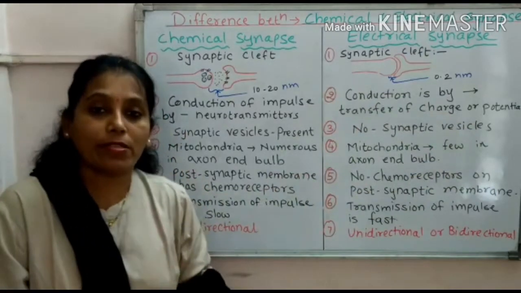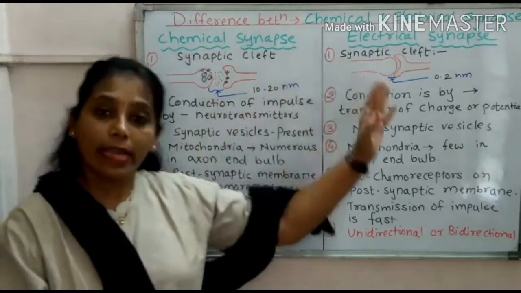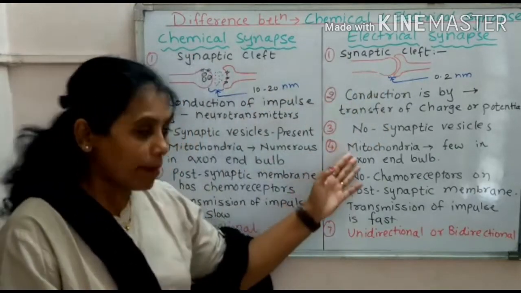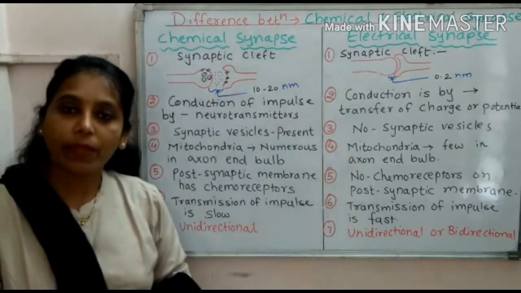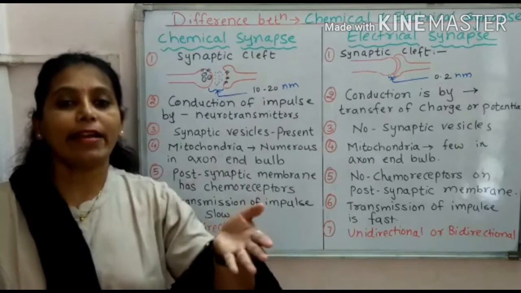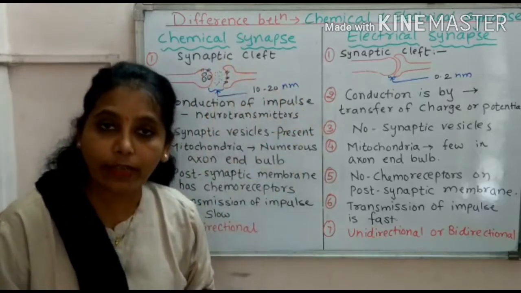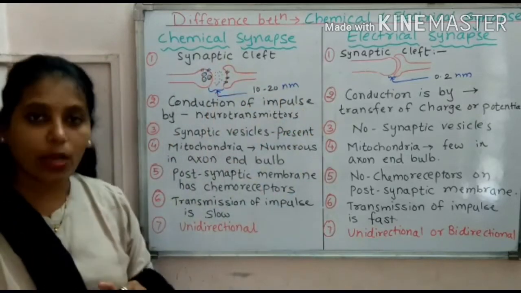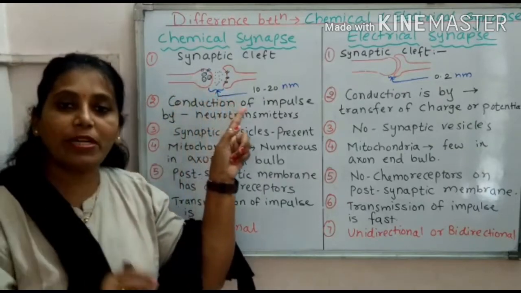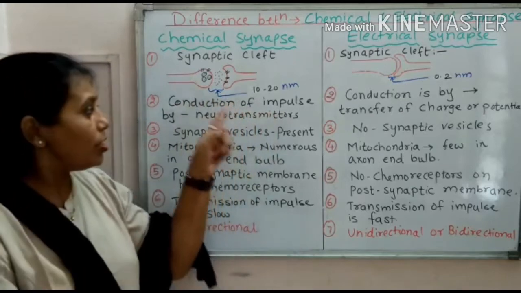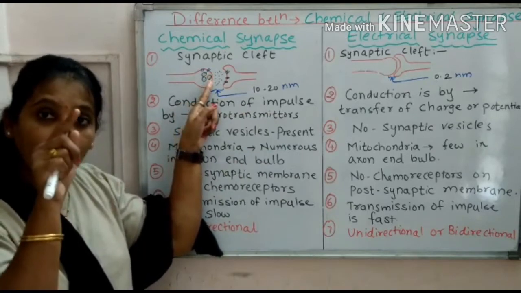Mitochondria are numerous at the end of the axon in case of chemical synapse. But in case of electrical synapse, the mitochondria are few in number. Now why is it like that? Mitochondria are related with energy. Here more energy is required. Why is more energy required? Because the synaptic vesicles, inside which neurotransmitters are present, which are having the message, these neurotransmitters have to bind with the presynaptic neuron.